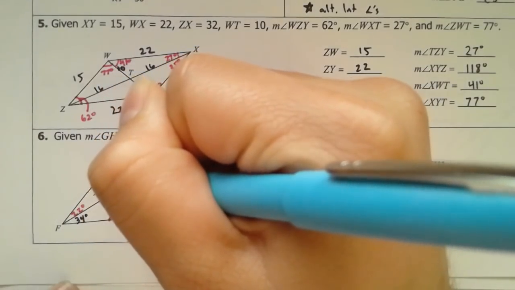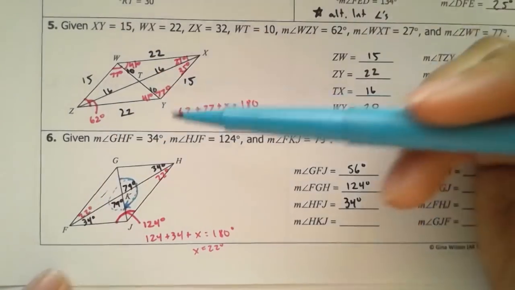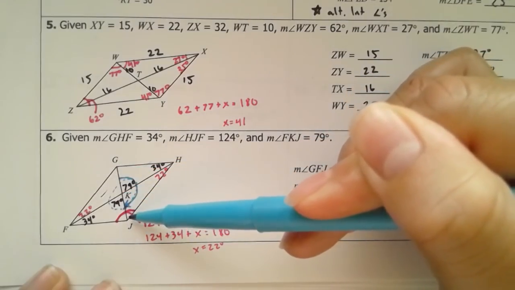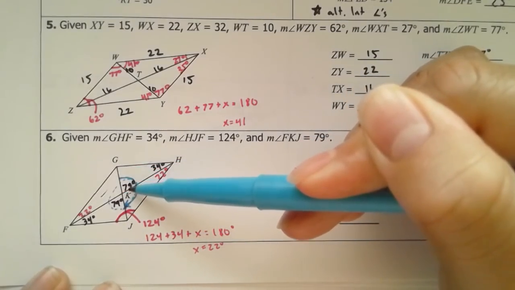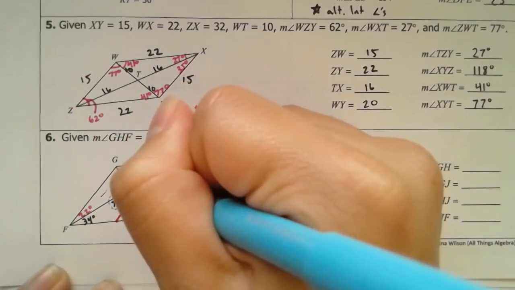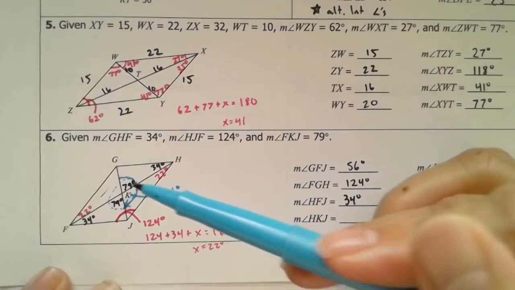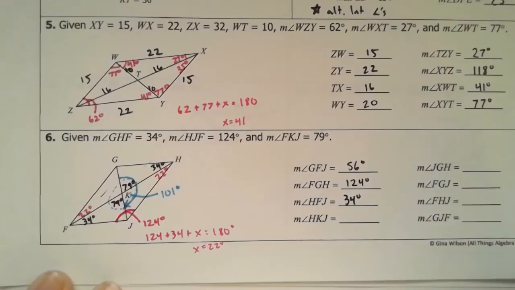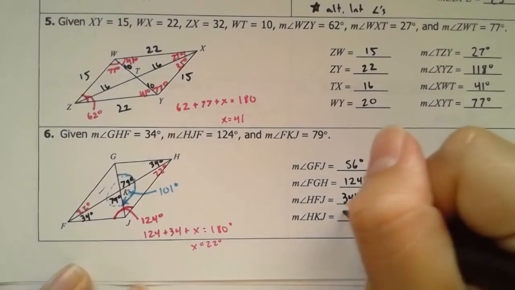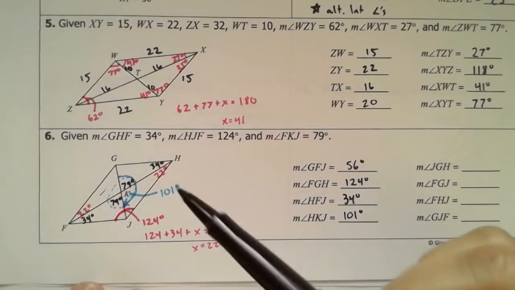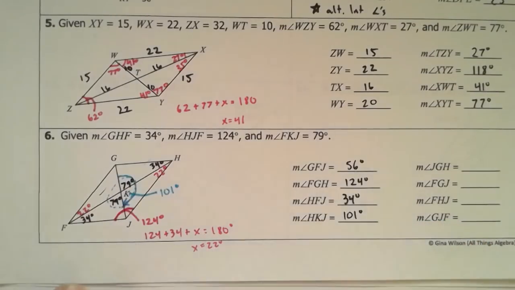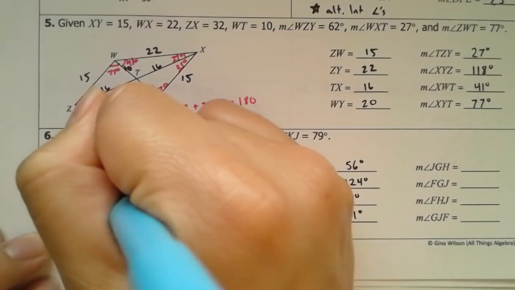So then this angle plus this angle, it's a straight line, they add up to 180 degrees. So 79 plus this angle add up to 180. So then this angle would be 101 degrees, because 101 plus 79 give you 180 degrees. So then HKJ is 101. Also, you have vertical angles here. So if this one's 101, you also have that this one here is 101 degrees.